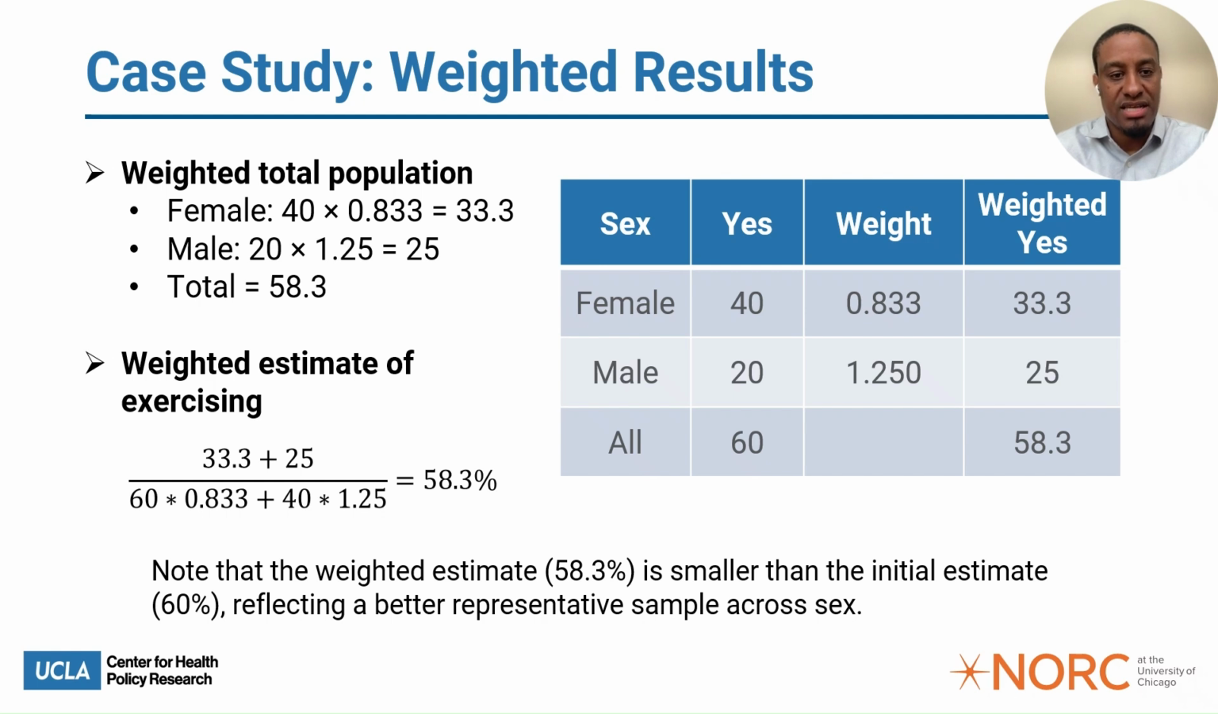So in summary, we have 58.3% exercising rate in the region. Note that the weighted estimate of 58.3% is smaller than the initial estimate of 60%. This reflects the better representativeness of the sample across sex.